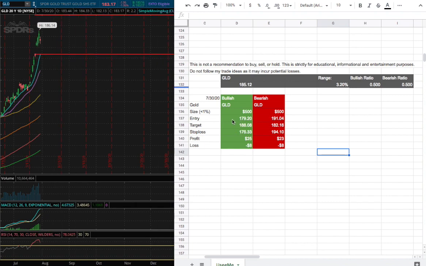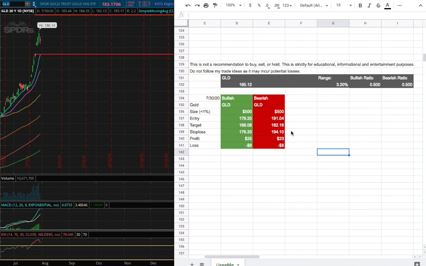So that's my entry for a long position, and my target to sell it is around $188, and my stop loss for that long position is $176.33. On the other hand, if I want to take a short position, my entry will be around $191, which is above the all-time highs that we saw on Wednesday, so around this range right here. And my target to sell is $182, and we're fairly close to that level compared to where we're at right now. And my stop loss for my short position is $194.